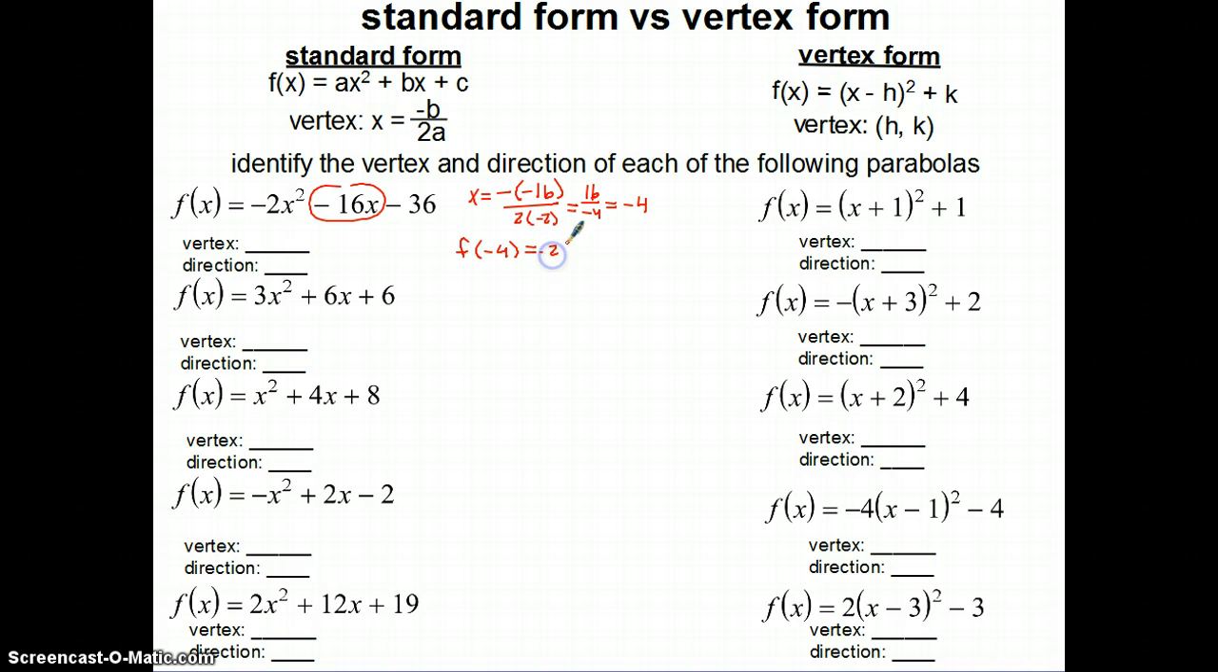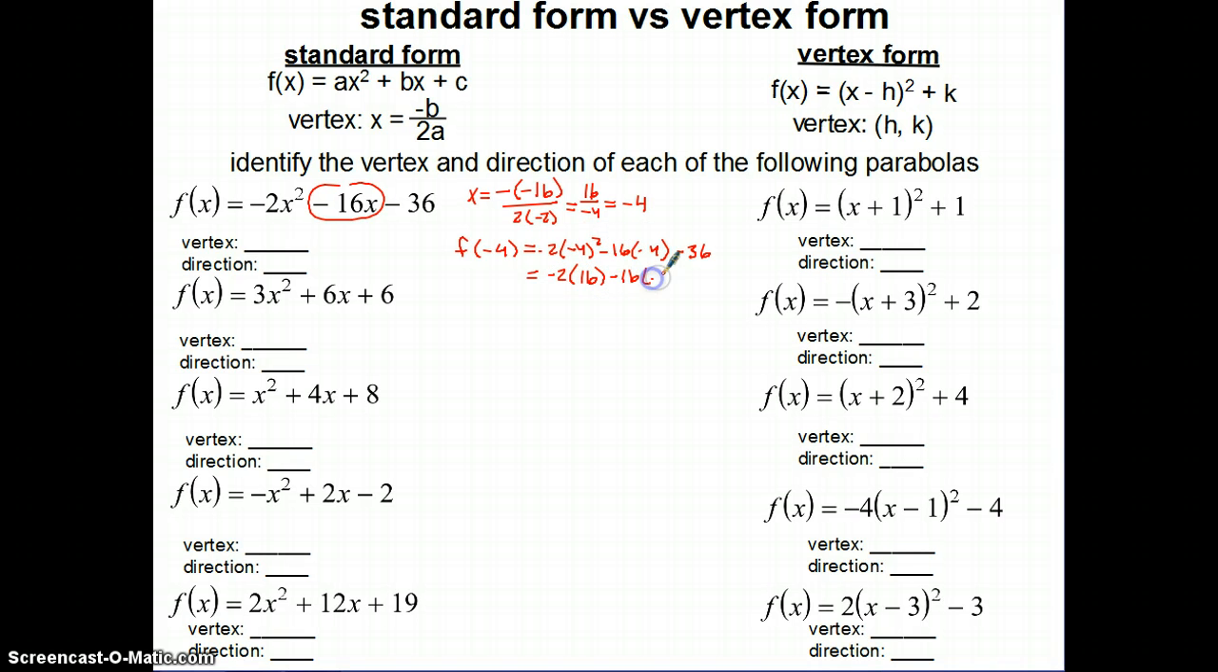I've got negative 2 times negative 4 all squared, minus 16 times negative 4, minus 36. This becomes negative 2 times positive 16, minus 16 times negative 4, minus 36. Negative 2 times 16 is negative 32, plus 64, minus 36. Negative 32 plus 64 is a positive 32, minus 36, which is a negative 4. So what we just found is our x value of our vertex is negative 4, and so is the y value.